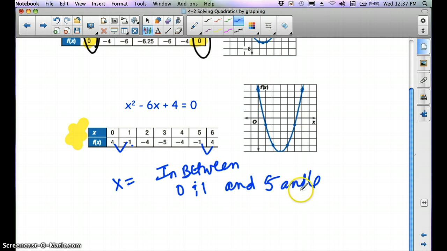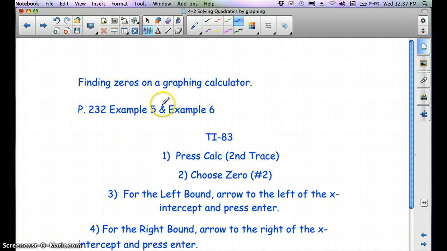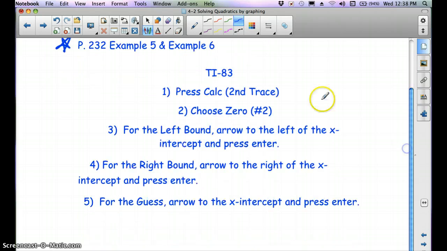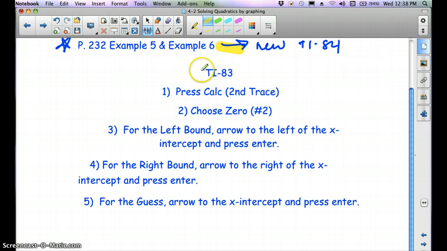Another way to look at the x-intercepts, your solutions, is on the graphing calculator. So if you look on page 232, examples 5 and 6, that will show you how to do it on your graphing calculator. I looked this up on the internet because this is actually for the newer calculators, the TI 84s. This is for down here. This is actually for the TI 83. I looked that up. So you can also practice that way too.